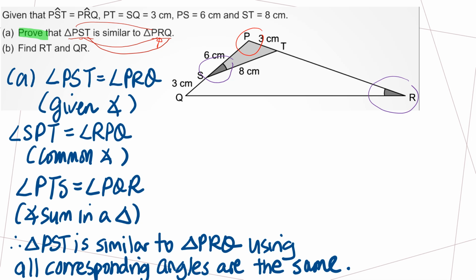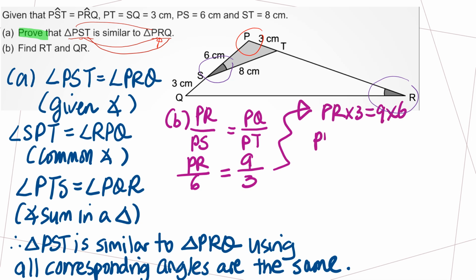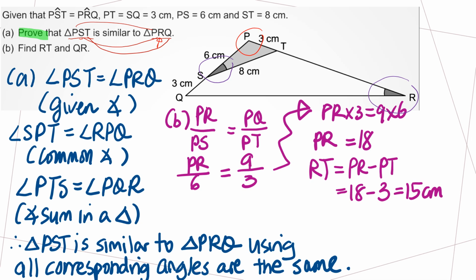So once you know they're similar, we can use the ratio of the corresponding sides. Can you see that once you get the concepts right, you can solve any question? They're more or less the same. So PR over PS equals PQ over PT. Just fit in the data, cross multiply, and find your PR, which is 18 centimeters. Then your RT is basically PR minus PT, so it's 18 minus 3, which gives you 15 centimeters.